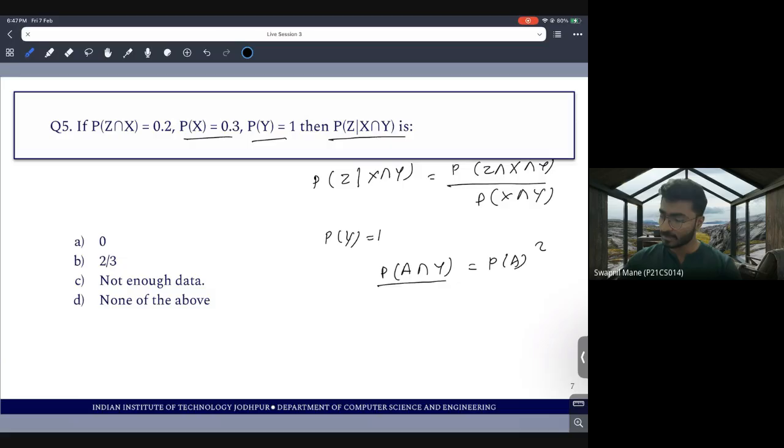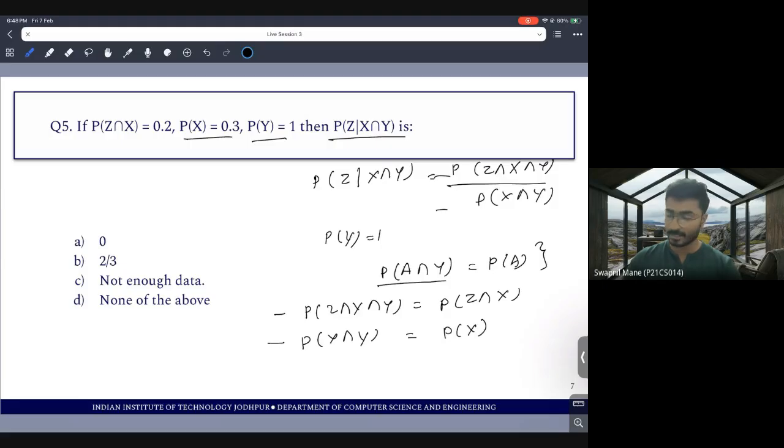So considering this phenomenon, we can apply it to our intersections. Okay, so these terms transform like that. So z intersection x intersection y goes to the probability of z intersection x, right? And another one, the probability of x intersection y is equal to the probability of x, right? I hope you guys understood.